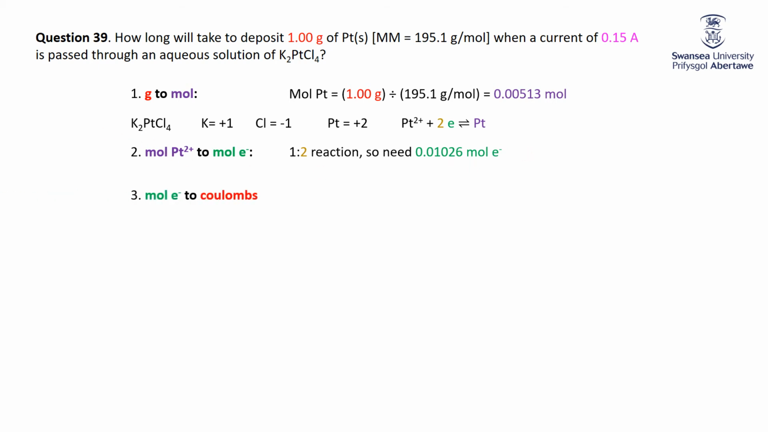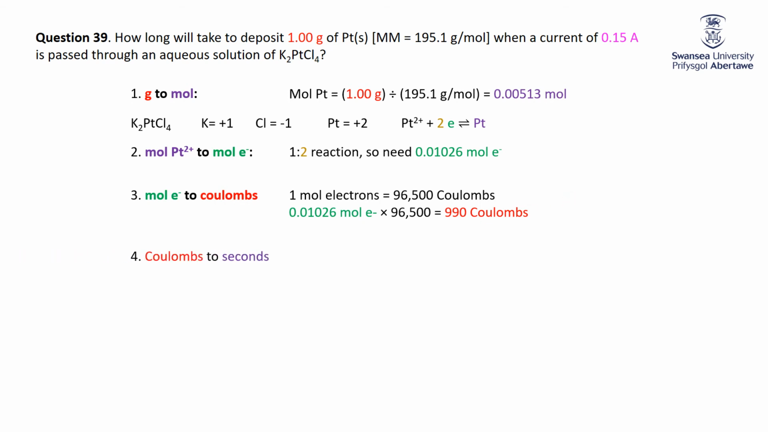Once we have moles of electrons, we can get the charge, the number of coulombs, because each mole of electrons is 96,500 coulombs. Multiply 96,500 by 0.01026 moles of electrons, and we see we got 990 coulombs. Now coulombs is of course charge, and it's current times seconds. Okay, amps times seconds. We know the coulombs, 990. We're told we have 0.15 amps, so now we can get the number of seconds. It's 6600 seconds.